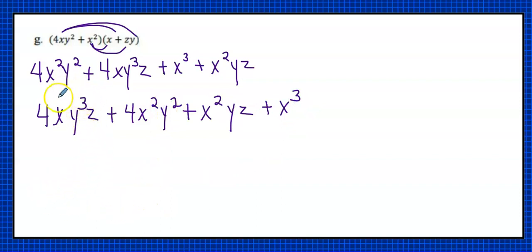This is 3, 4, 5, this degree, which we call quintic. And we'll just call it a polynomial. It's 4 terms.